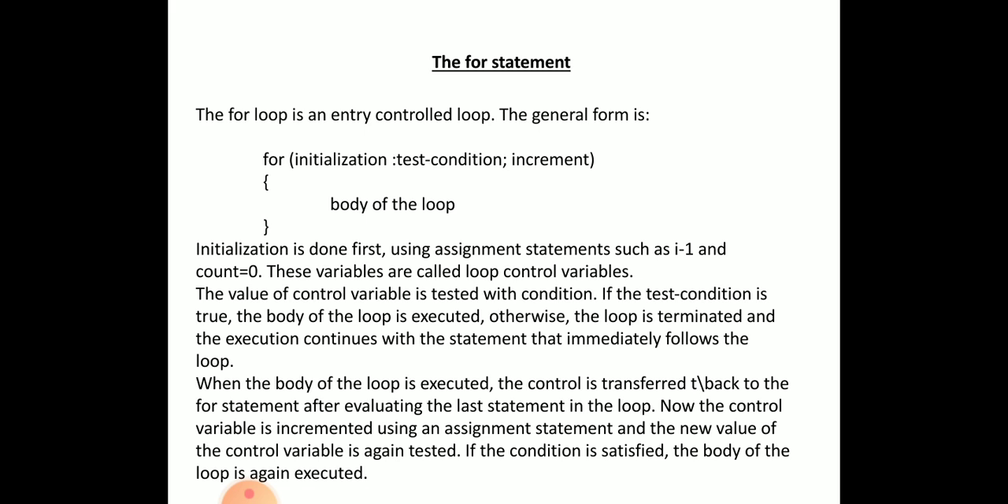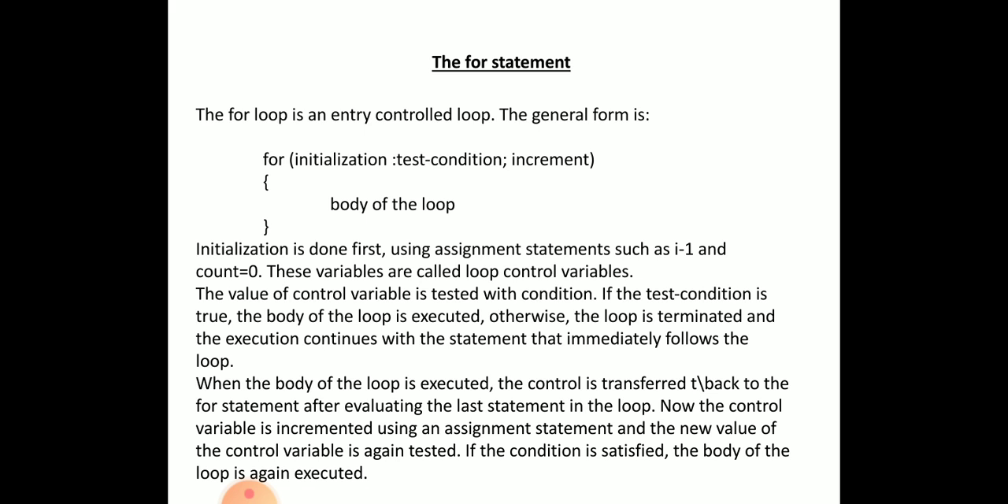Like any other looping statements, it also checks for the condition. If the condition is true, the body of the loop will be executed, otherwise it skips the entire body of the loop. When the body of the loop is executed, the control is transferred back to the for statement again after evaluating the last statement in the loop. So if the condition is found to be true, the body of the loop will be executed, and after executing the body of the loop, the control is again transferred back to the for statement to check or to increment the value of the control variable, and again it checks for the condition.